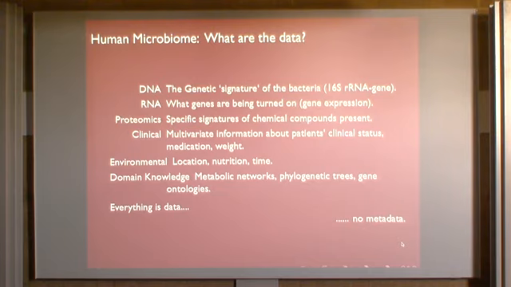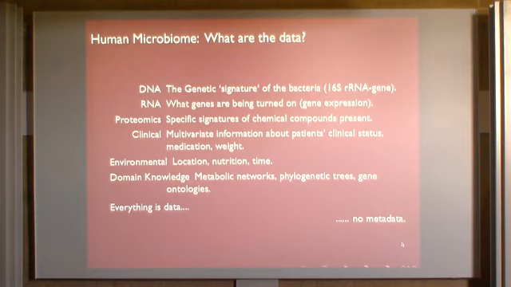And we have a lot of clinical multivariate information about the patients, their clinical history, their weight, their medication that they're on. And some samples come in with environmental location. We have information about nutrition and time. And then we have a lot of domain knowledge, which is very often in the form of graphs or networks.